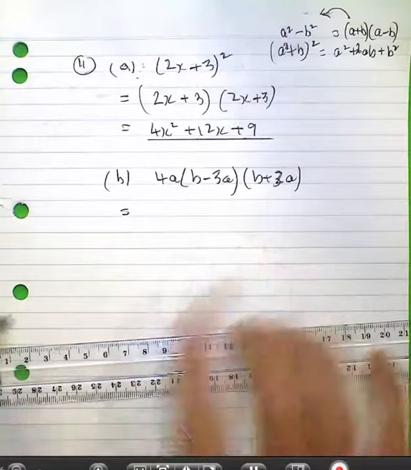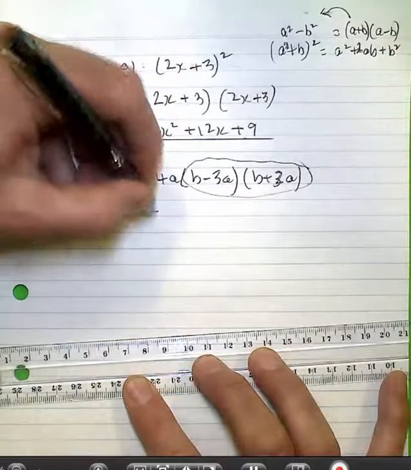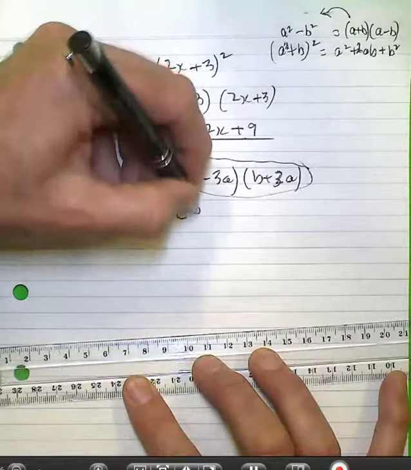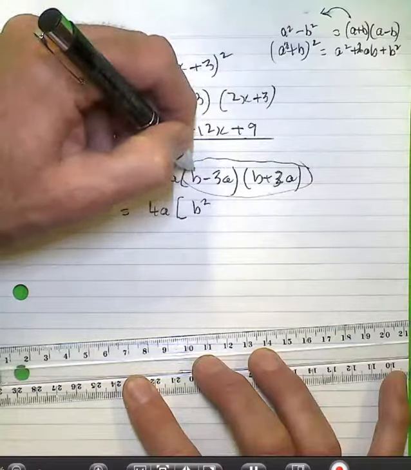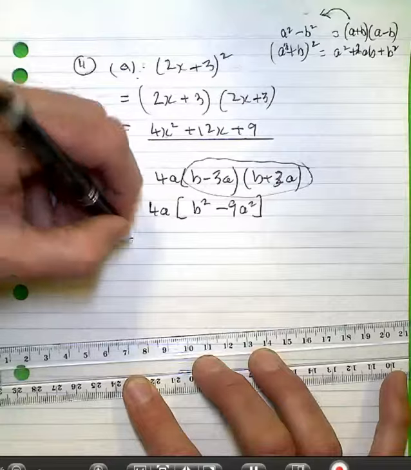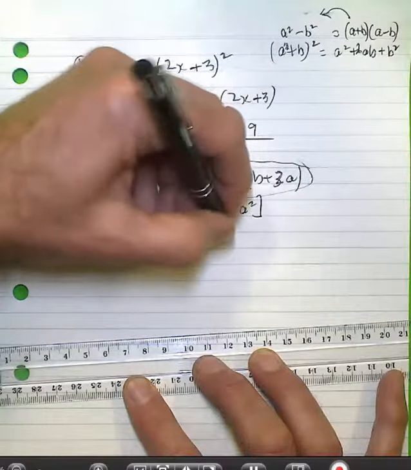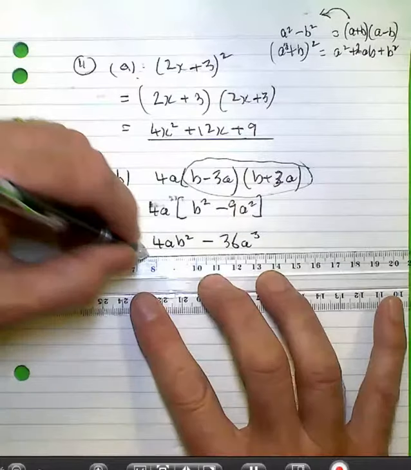In B, if you look there, I've got the difference of two squares. So it's going to be 4a, first term squared, take the second term squared. And that will give me 4ab squared, take 36a cubed.